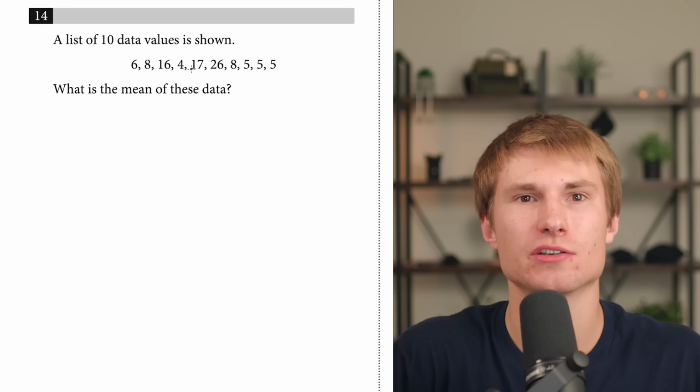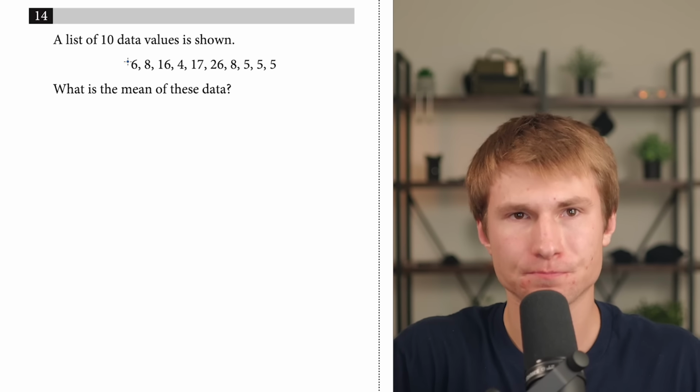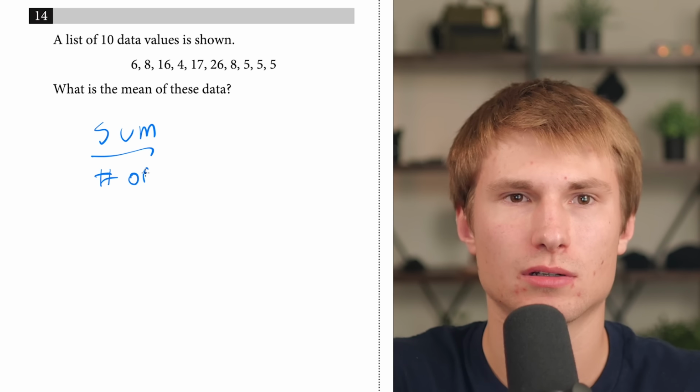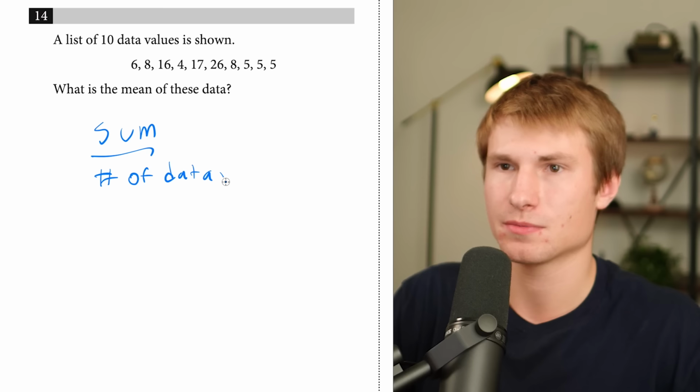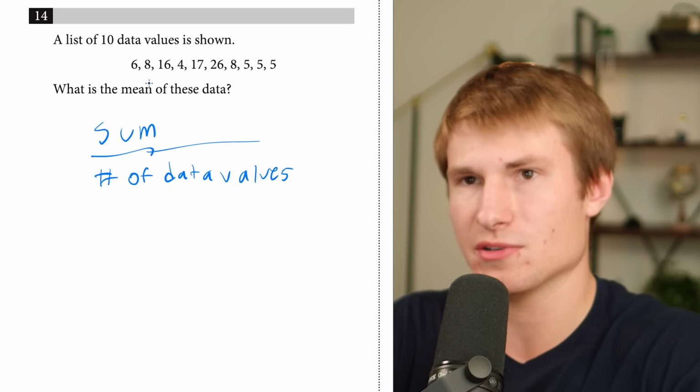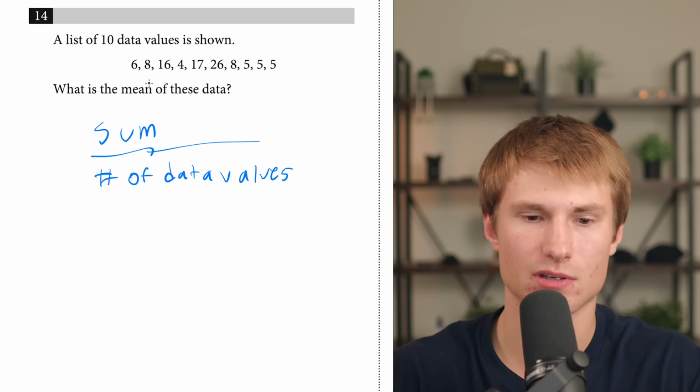14, a list of 10 values is shown. What is the mean of these data? To calculate the mean, we're going to sum the data and then divide by the number of data values. All right, so let's just go ahead and do that. We'll sum these together. I'm going to use a calculator. I'm not going to write it all out, so I'll talk you through it.